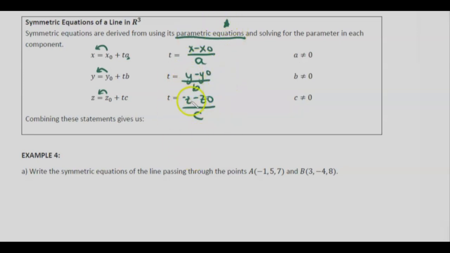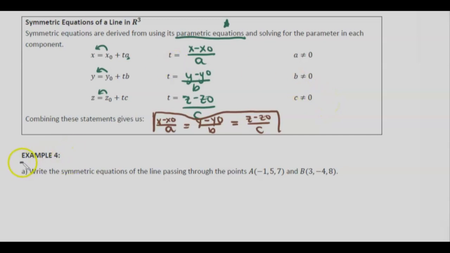I already showed this, so I went through it a little bit quicker here. A does not equal 0, B and C do not equal 0. Combining these statements gives us, ready? x minus x naught over A equals y minus y naught over B equals z minus z naught over C. These are the symmetric equations.